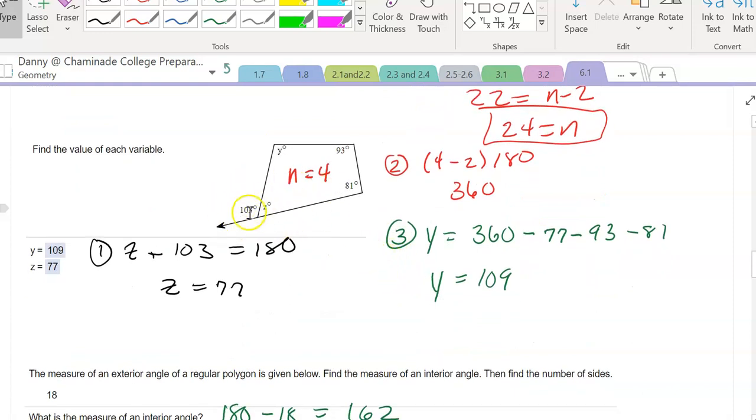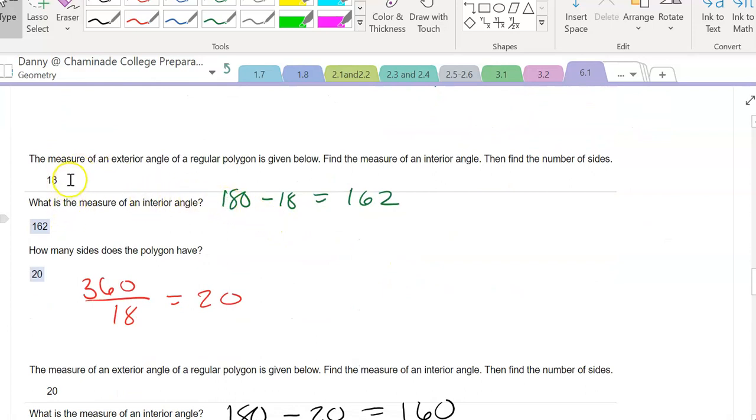Here I have a linear pair, so z I can find by just subtracting from 180 to get 77. And then I know n, the number of sides of this polygon, is 4, so I know it should add up to 360. And then I simply subtract the given angles, and I'm left with y.